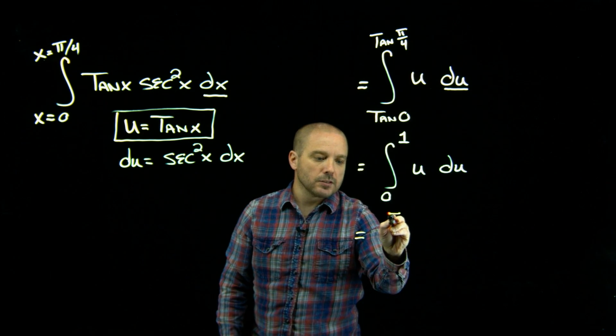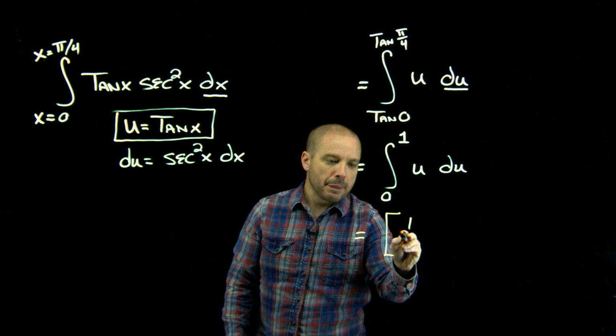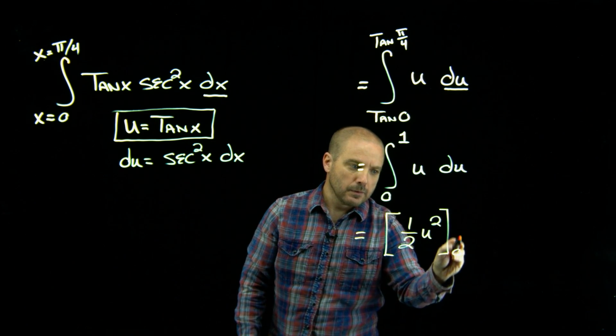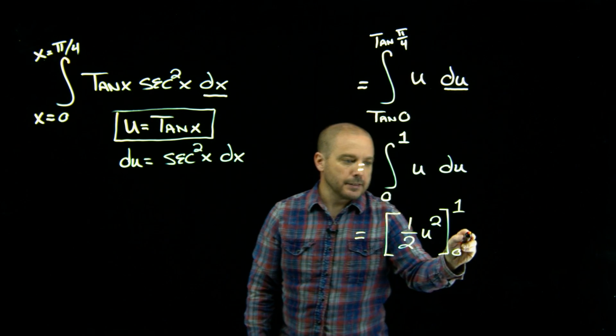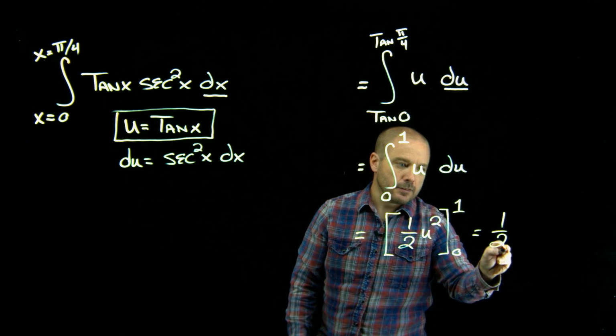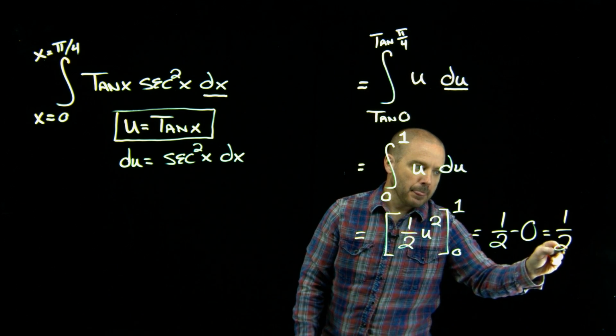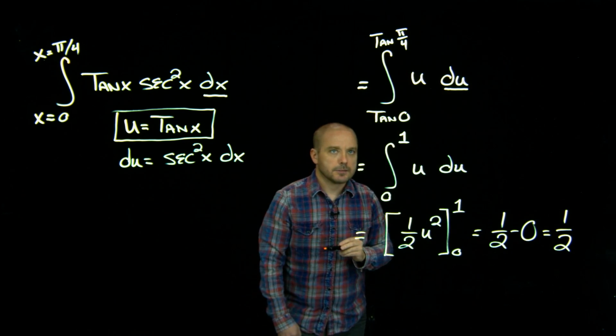Then to just finish this off, we take our antiderivative. 1 into that is a half. 0 into that is 0. So our integral is a half.